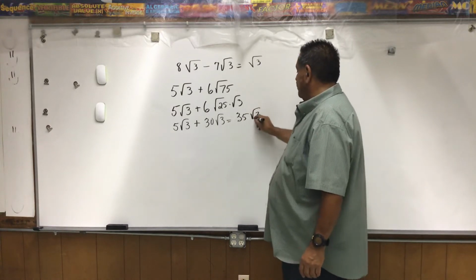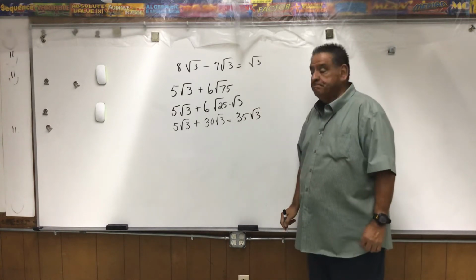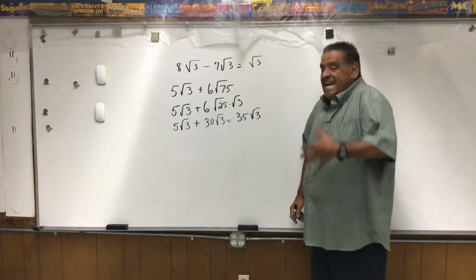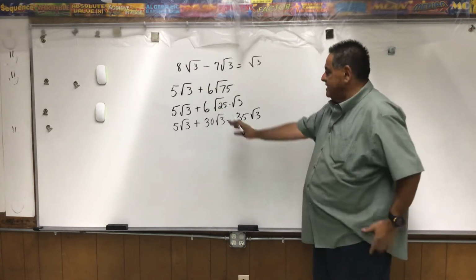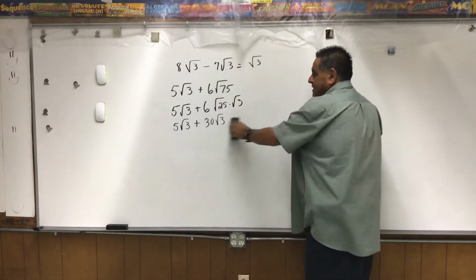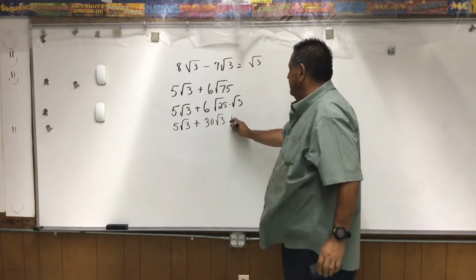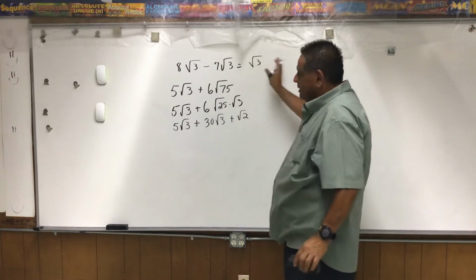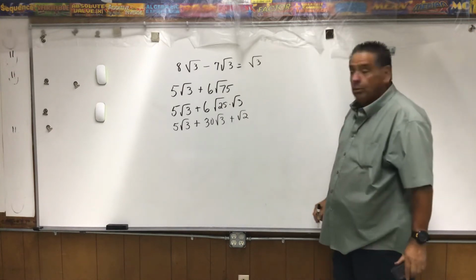35 radical 3. All right? So be very cool. Now, there may come a time, let's say we had this problem, and you already saw the answer. Let's say this problem came down, and then all of a sudden we had radical 2. We just had a radical 2 added there. So what would we do?